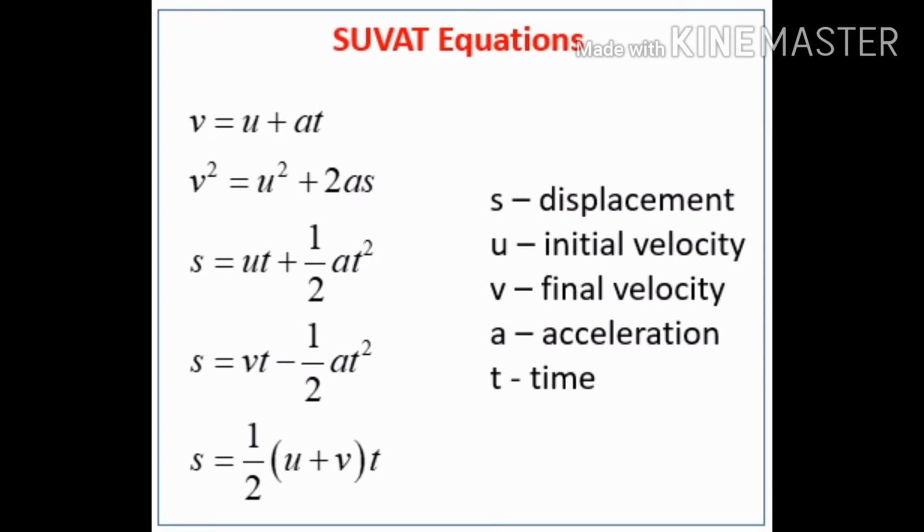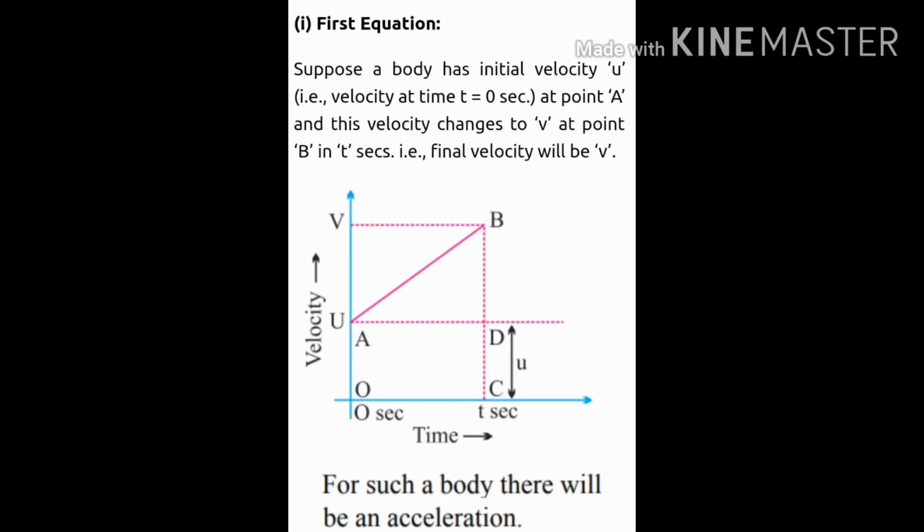To understand the three equations of motion, first we need to understand what these letters actually indicate. S indicates displacement. Remember, it does not indicate speed. Maximum of the students get confused with S. S indicates displacement. U indicates initial velocity, meaning the starting velocity. V indicates the final velocity, meaning the velocity at the end that you are going to check. A indicates acceleration. T indicates time. So we have v is equal to u plus at, v square is equal to u square plus 2as, s is equal to ut plus half at square, and the rest two came out from these three equations. Okay. Now we will check out the graphical representation of all these three equations.